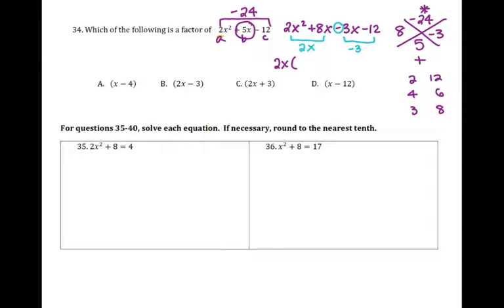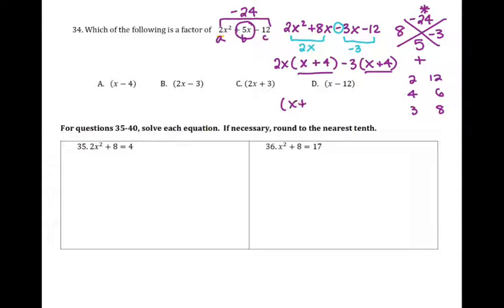When I take out a 2x from 2x squared, that leaves me with x. 8x divided by 2x is 4. When I divide negative 3x by negative 3, that gives me x. Negative 12 divided by negative 3 is also 4. These two should always be the same.